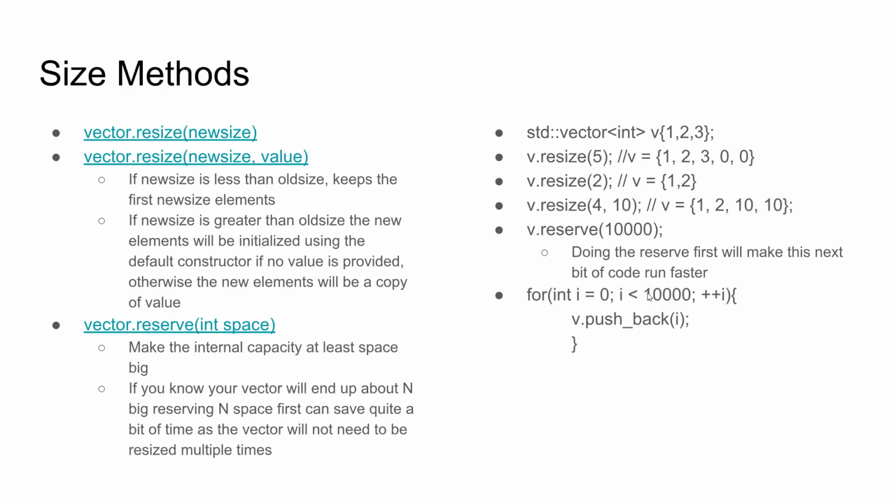And so now I go and I push back i, until we're entirely full. That's going to be a lot faster than if we hadn't put this line in here, because the vector would have to keep resizing itself as it added new elements. So the reserve is a bit of an optimization method. If you know your vector is going to end up being n elements big, reserve n space to begin with. It will cause your code to run a little bit faster. Any questions here?